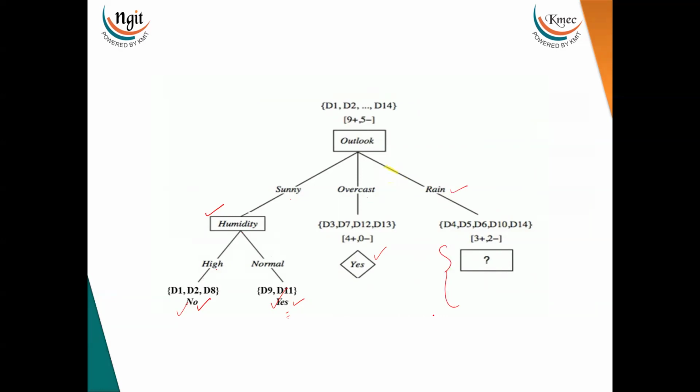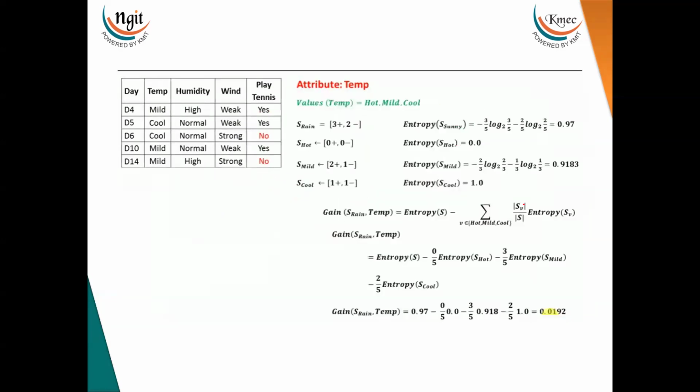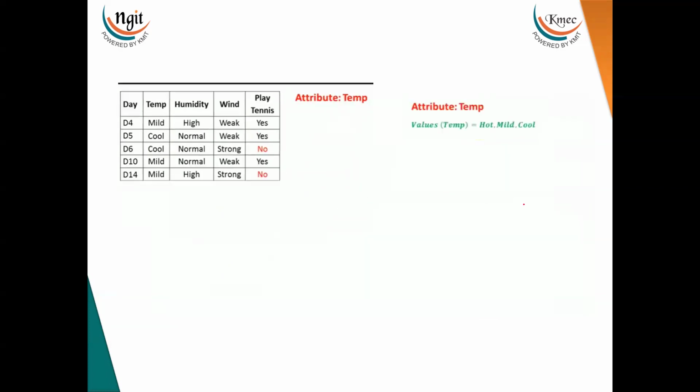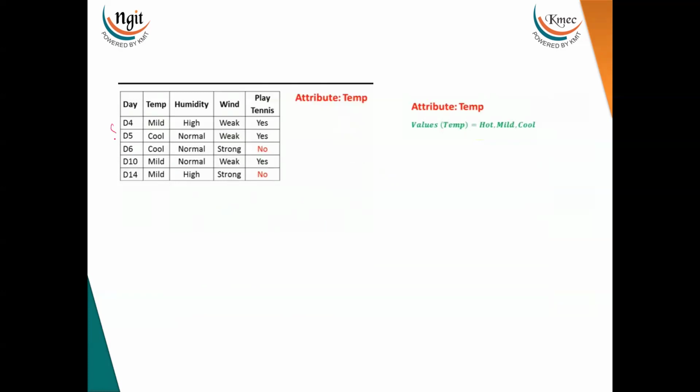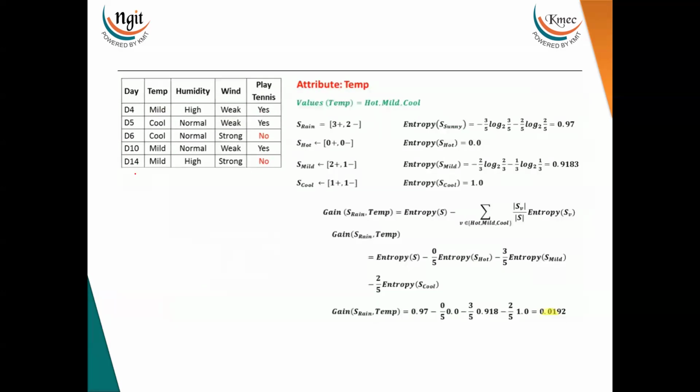Now what we have to do is, in the data set, take these rows of values. Now we'll see that. See, now here D4, D5, D6, D10, D14. Now for this, we have to find out the temperature, the same way, similar to earlier. So in temperature, hot is 0, we don't have any hot. Mild we have 2 plus 1 minus, cool we have 1 plus 1. So it is 0, it is 1, it is 0. Substitute in this and you get the information gain of this particular temperature.